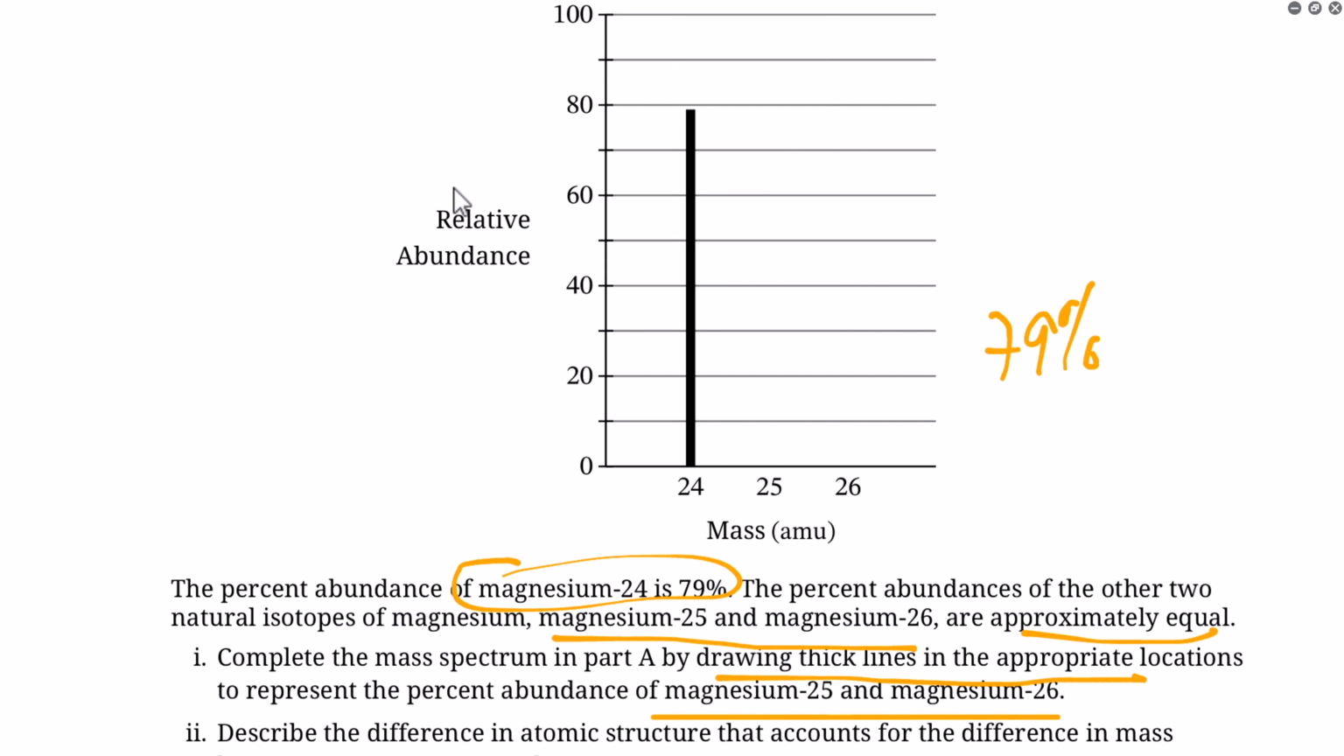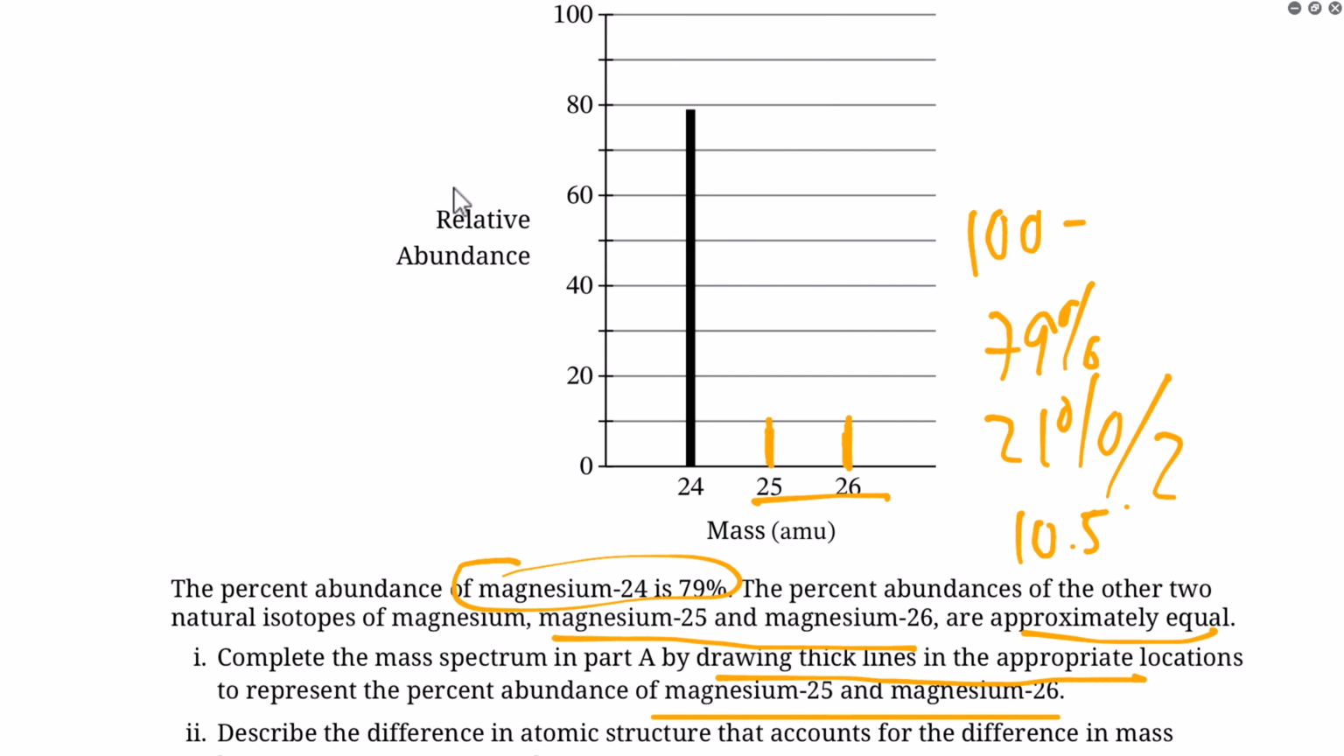It says that 25 and 26 are approximately equal. So if we do a little bit of math here and take 100 minus 79, that's 21. I know that, but I'm still going to punch it in my calculator anyways. So we get 21% that's left over that's split between 25 and 26. So we're going to divide that by 2. So each of these should have 10.5% relative abundance. So if I draw this in the graph here, 10.5% right there. So again, 10.5%, perfect.